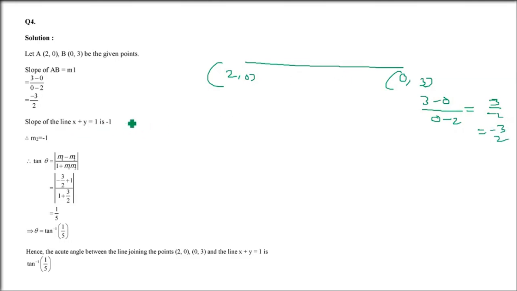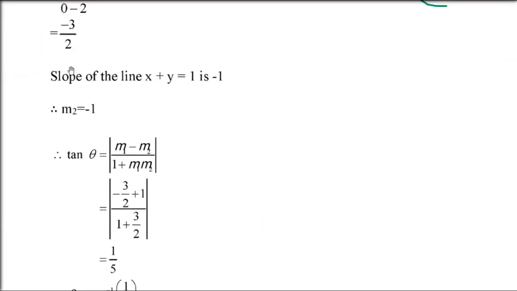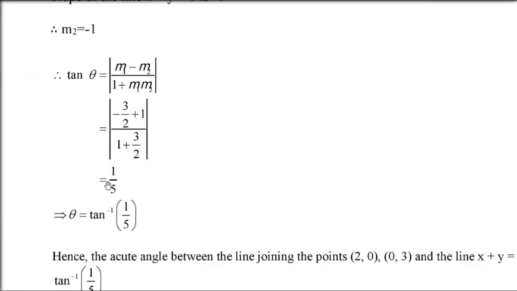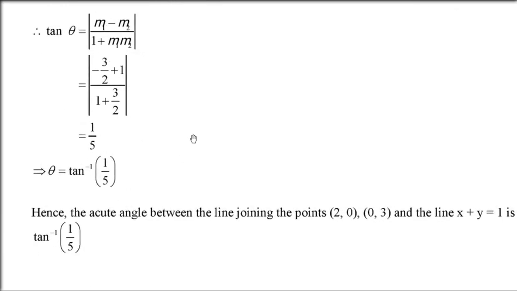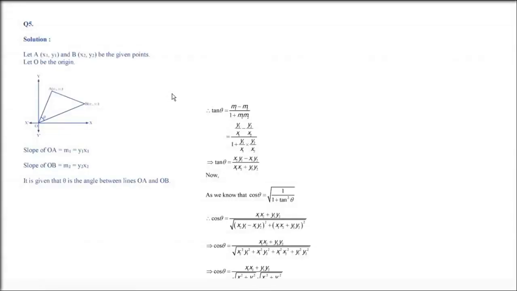The slope is known. Now what is the other line? x plus y equals 1, so y equals minus x plus 1. The slope is minus 1, so m2 is minus 1, and m1 is minus 3 by 2. We have m1 and m2 and we can find theta. We already know how to do this. Put these two values and it will be 1 by 5. Theta will be tan inverse of 1 by 5. This is the acute angle between them.